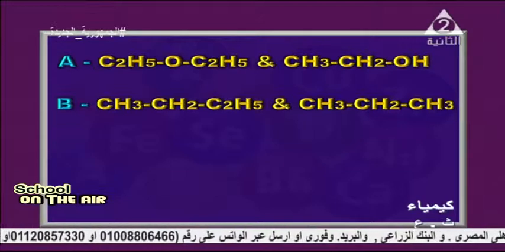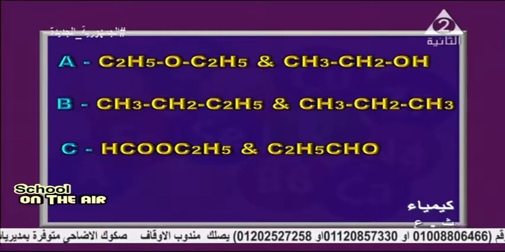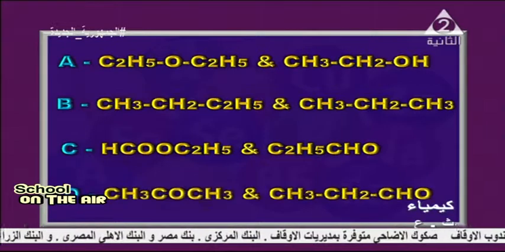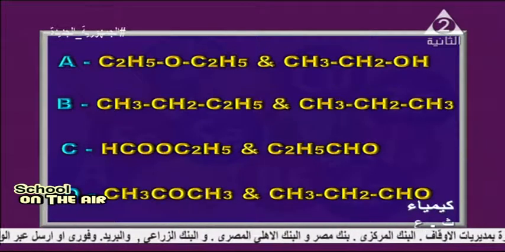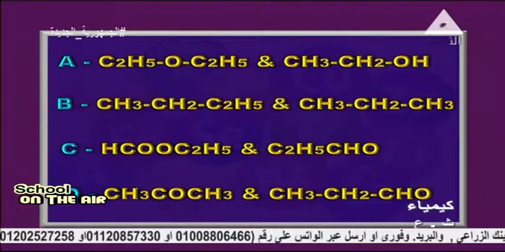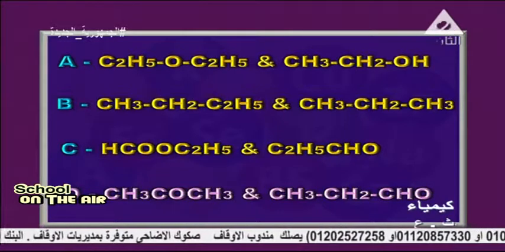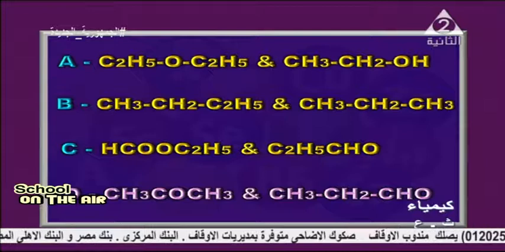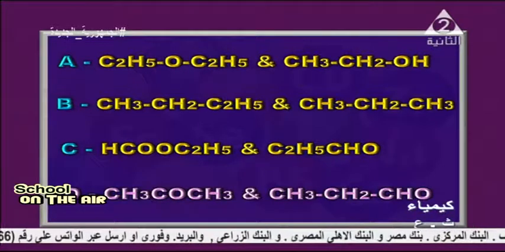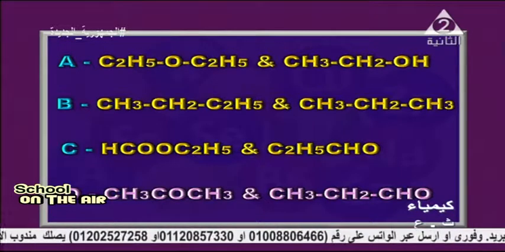Concentrate. What about the other example? I say HCOOC2H5 and C2H5CHO, or CH3COCH3 and CH3CH2CHO. Directly we choose CH3COCH3 and CH3CH2CHO. Why? Same molecular formula, different structural formula.